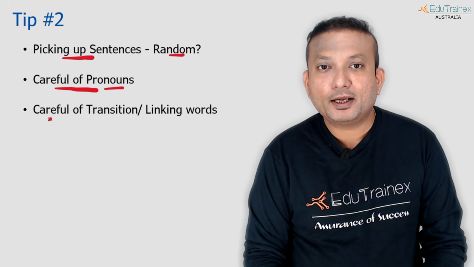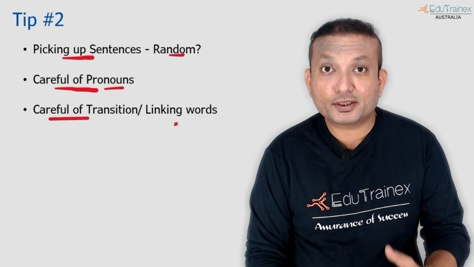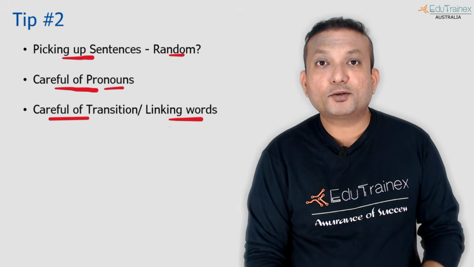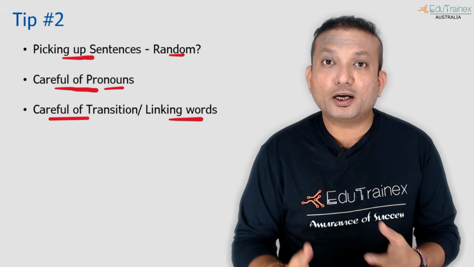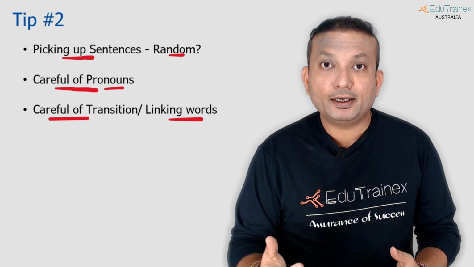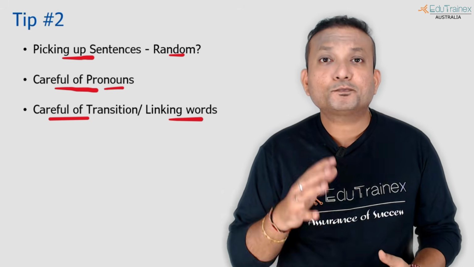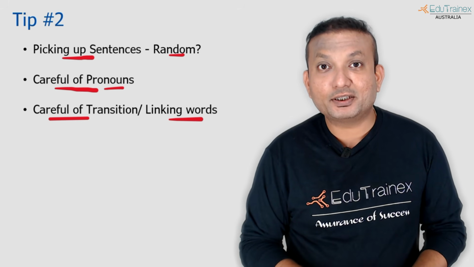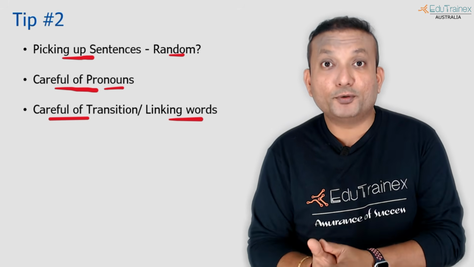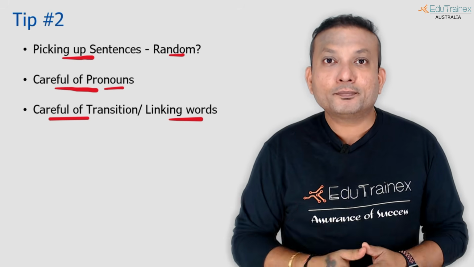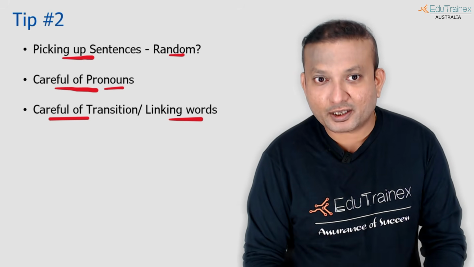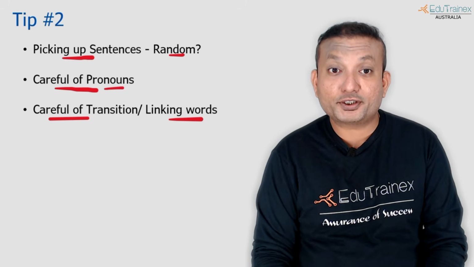Pronouns are used to refer to nouns, and you cannot start a paragraph or an independent sentence with a pronoun. We also need to be careful with the transition or linking words. These are words like moreover, however, firstly, secondly. All these kinds of words are called transition or linking words. We cannot start the sentence with these. So you can't start a sentence with "however" without anything previously, because "however" is always used to contrast. Now let's see an exam question once again.